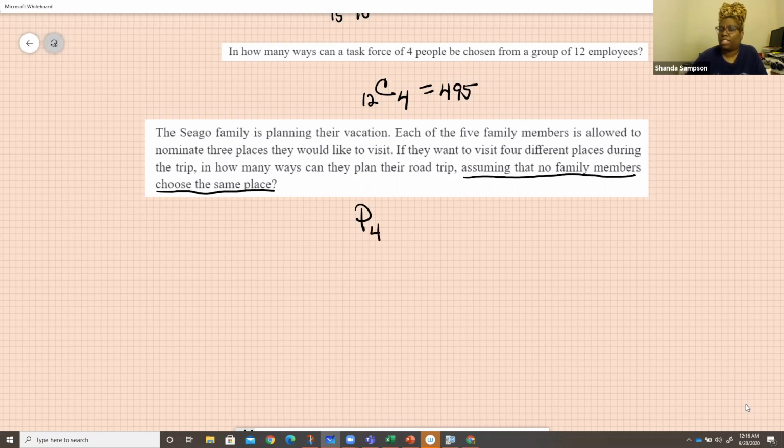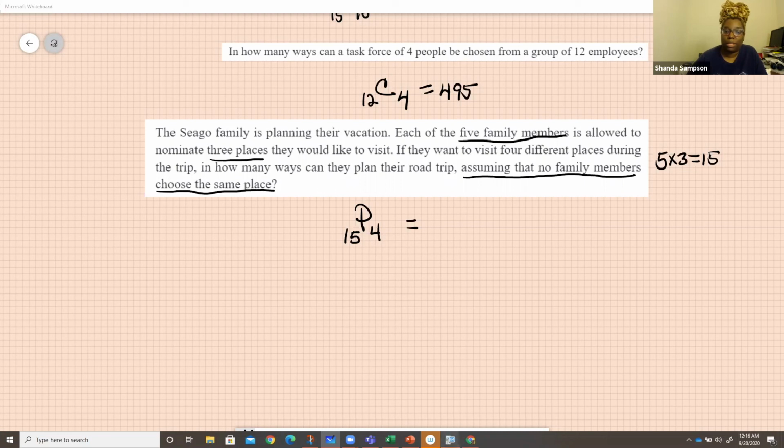So how many? Is it going to be 5 things taken 4 at a time? Well, no, because each family member is allowed to choose 3 places. So that's actually going to be 5 times 3, which is 15. So you're going to have 15 things taken 4 at a time.